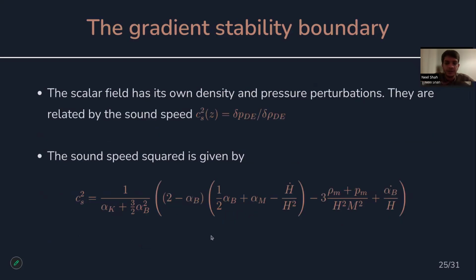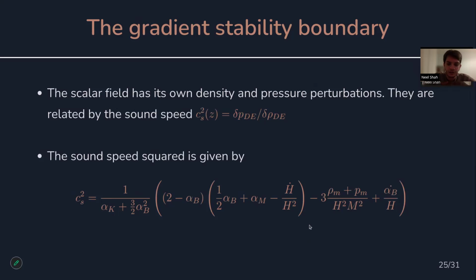So what is the gradient stability condition? In the EFT of dark energy, a scalar field will have its own perturbations, and its density and pressure perturbations are related by a speed of sound. The expression for the speed of sound is here, and it is in terms of the free functions in the EFT of dark energy that I had introduced earlier. So we have alpha b appearing explicitly here, alpha m appears here, and the equation of state W appears within the expression for the Hubble parameter here.